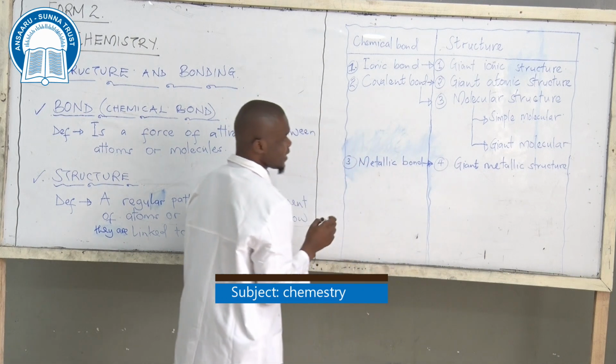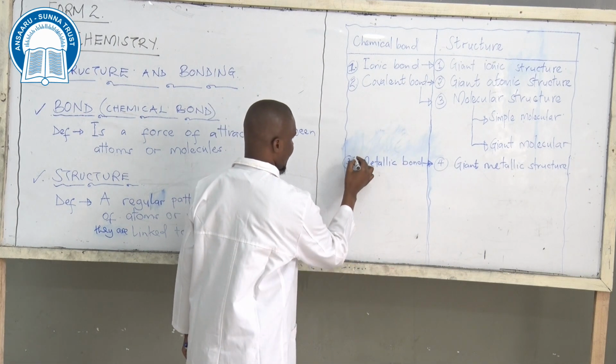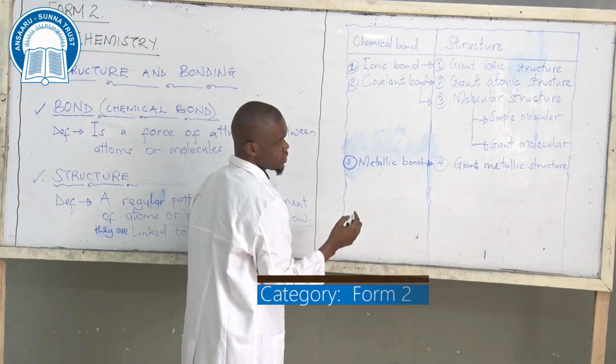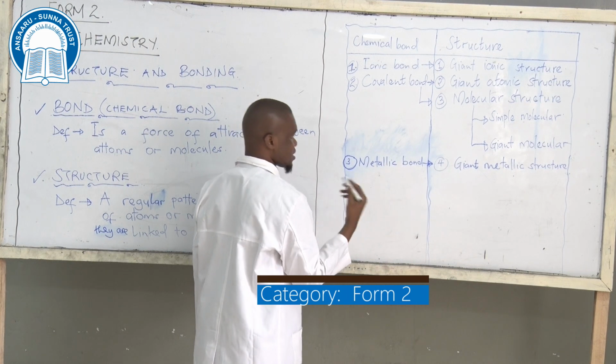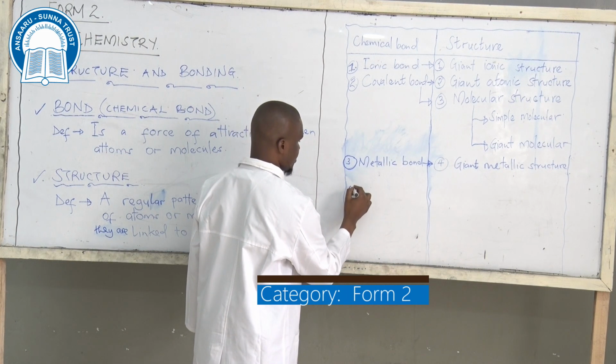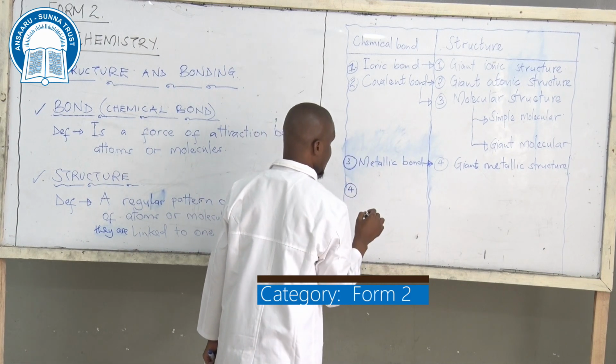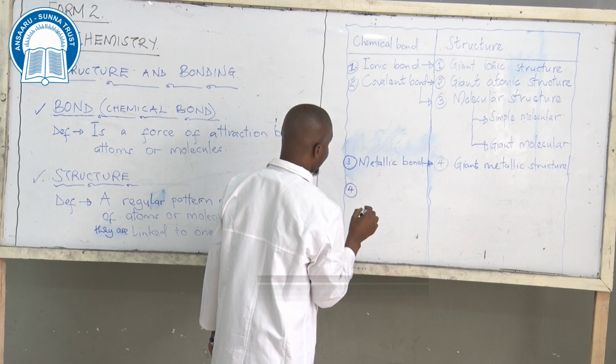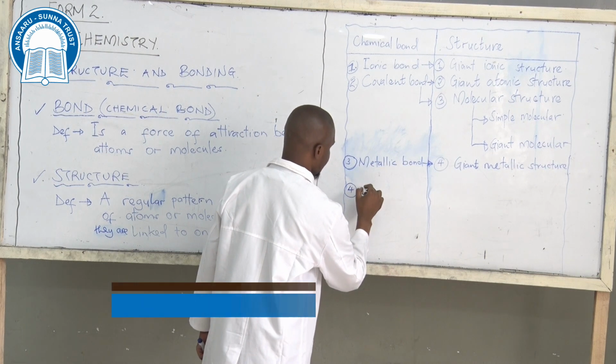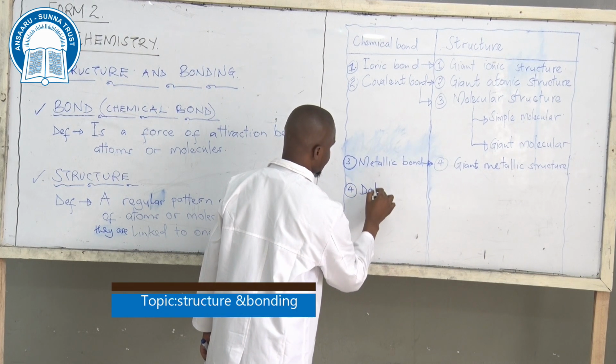Then there is another special bond which we will not confine in terms of a structure where it is found. That is bond number 4. The type of bond number 4 is almost similar to covalent bond, but it is special again. We have what we call dative bond.